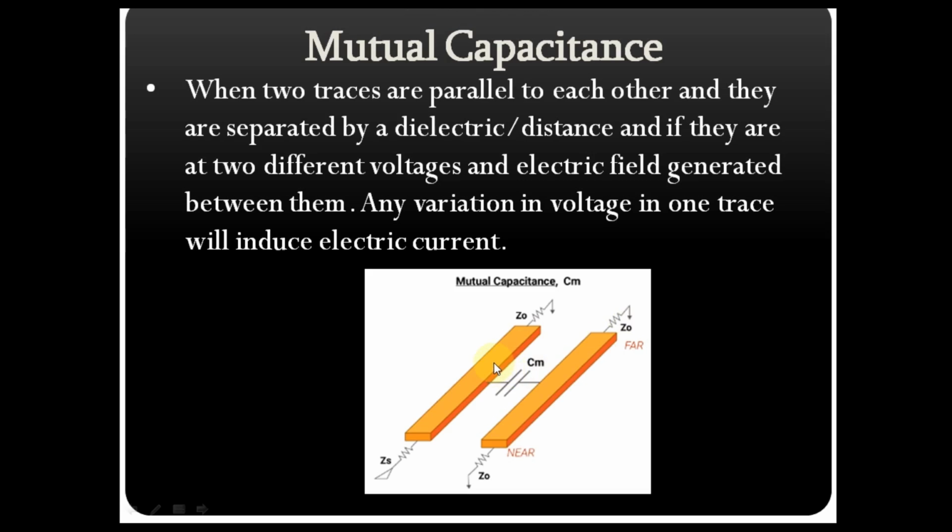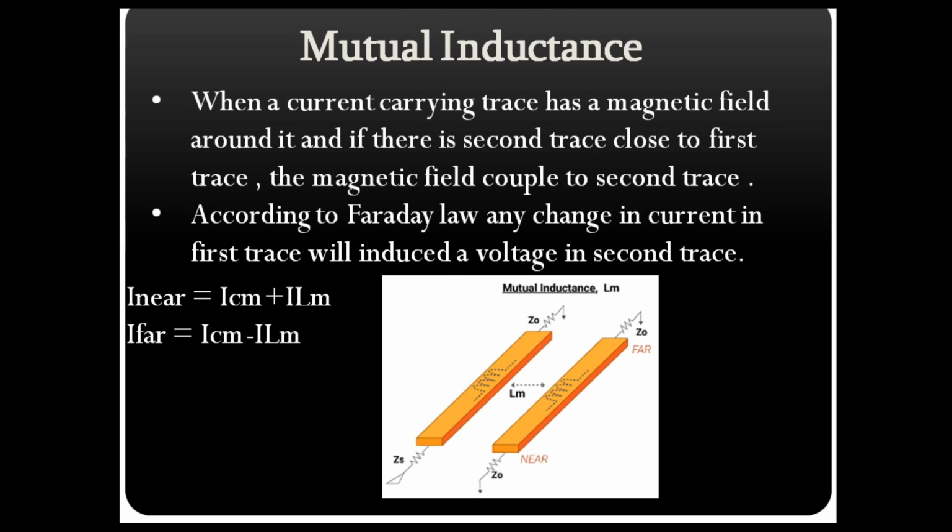So what is mutual capacitance? If two parallel traces are separated by some dielectric or some distance, you can see this is one trace and this is trace number 2, separated by some distance. This generates an electric field, and due to that it generates voltage, and any variation in the voltage in one trace will induce electric current in another trace. So this is basically mutual capacitance.